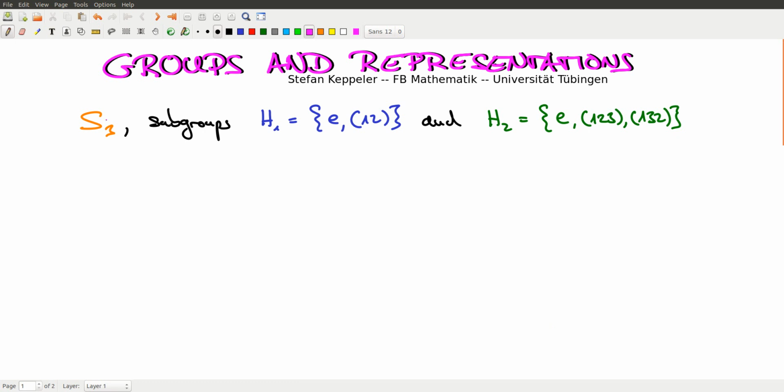Let's consider S3 and the subgroups H1 and H2. So H1 is isomorphic to Z2 and H2 is isomorphic to C3, if you like, the cyclic group with 3 elements. And let's look at the cosets. We'll start with the left cosets of H1.